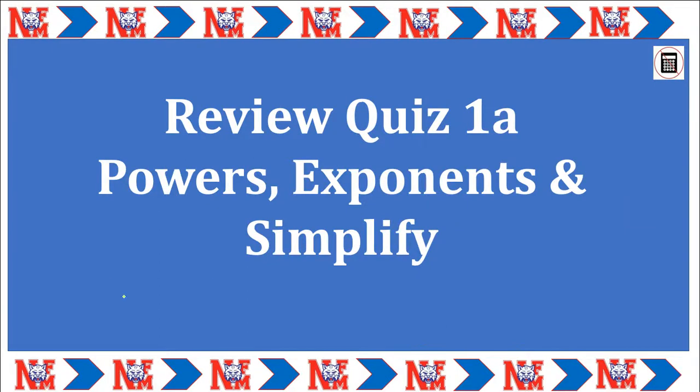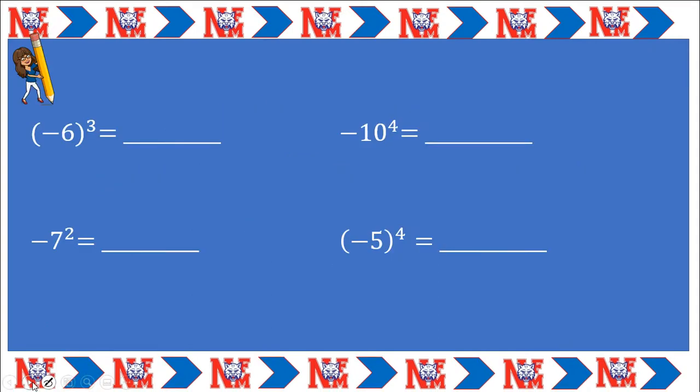Okay, let's do a quick review over powers and exponents and how we can simplify when we have the same base. So let's just remember that when we have parentheses, we are going to expand whatever is within the parentheses. So the base is really -6. This 3 is attached to both the negative and the 6. So we're going to expand the negative as well as the 6.